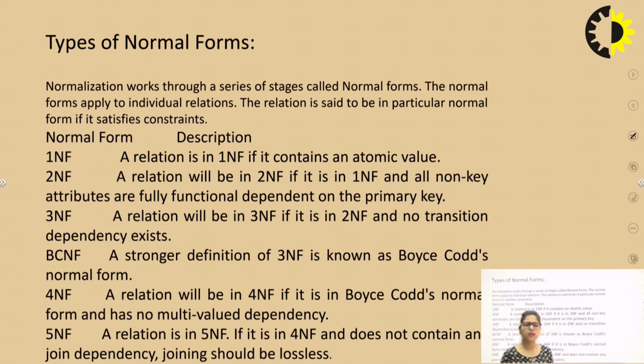The simplest form of any table or relation is 1NF. Generally, a table is in 1NF. If not, then we have to remove the multi-valued dependencies. After that, it will be in 1NF.